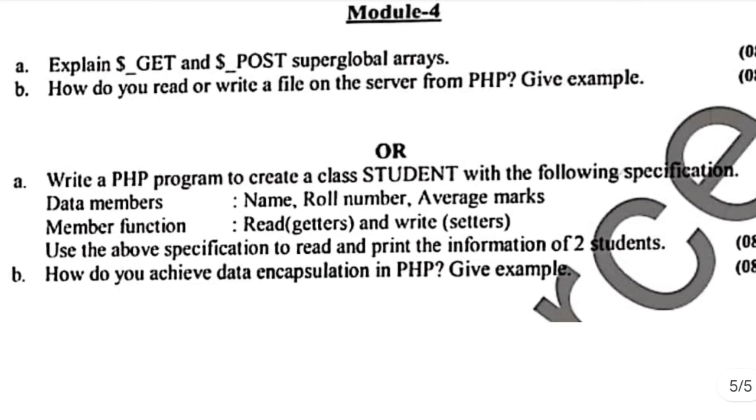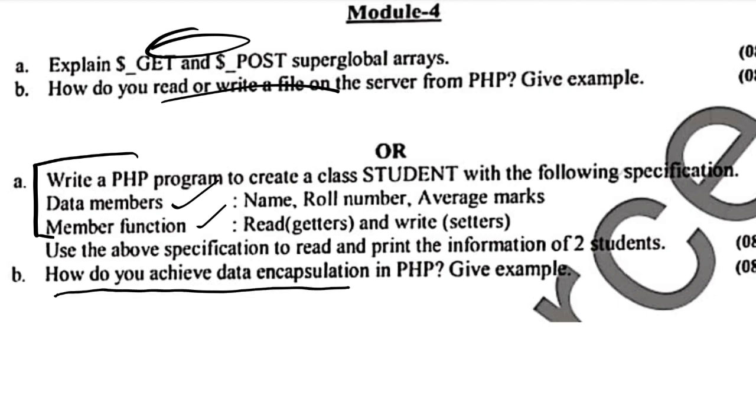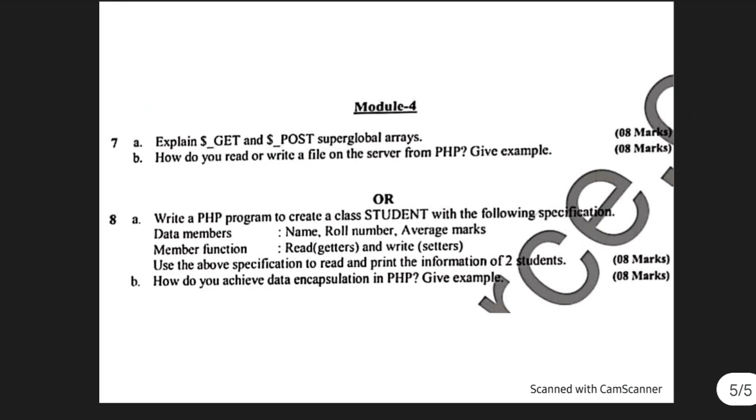Okay, so here are some more questions. The GET and POST you already discussed. Reading and writing a file is from the first chapter. Writing a program to create a class and objects associated with that, where the data members are given and the functions are given. We'll be seeing what the syntaxes of it are, and how you achieve data encapsulation in PHP. Data encapsulation is from the class and object chapter. Okay, so we'll be discussing each of these things.